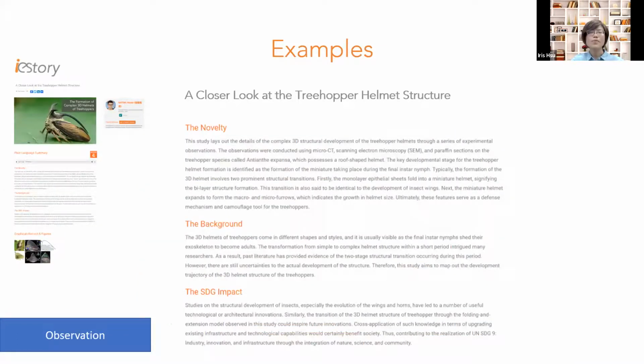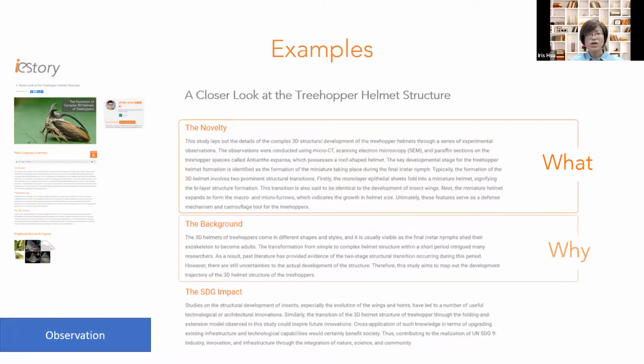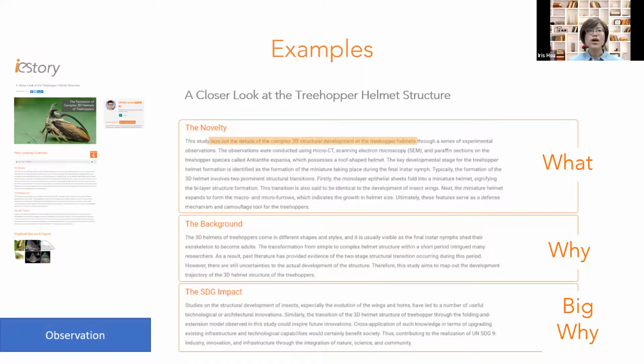If we look at the second example, this is a different research, and it focuses on observation, which is common in situations like biology, for example. This observation takes a closer look at the treehopper helmet structure. The same, because it is an IES story, we take the what part to address the novelty, the background to address the why, and the SDG impact to address the big why. Because it is an observation, what exactly does it observe? It is trying to lay out the details of the 3D structure development of the treehopper helmets of that specific insect.